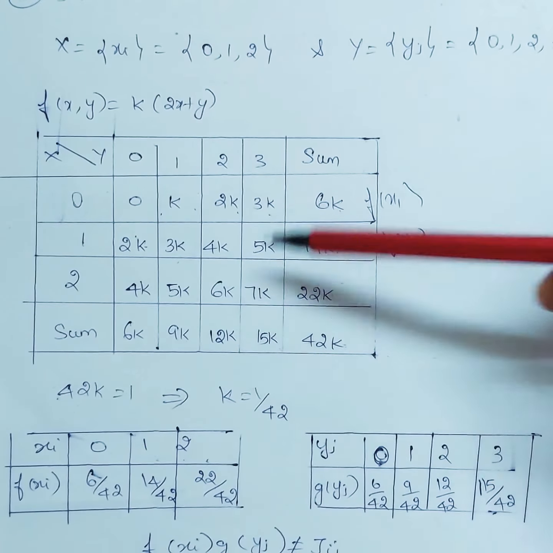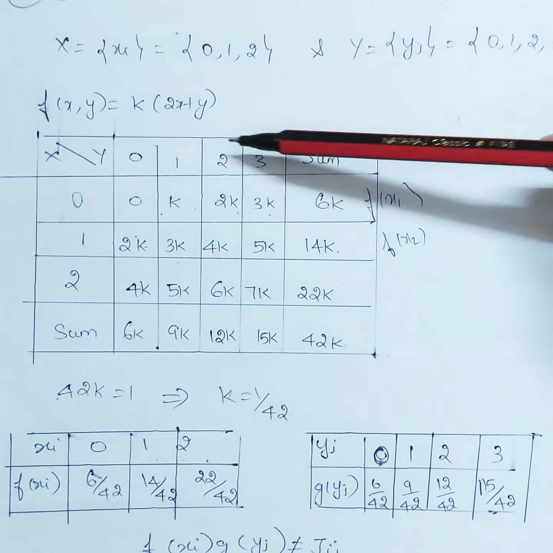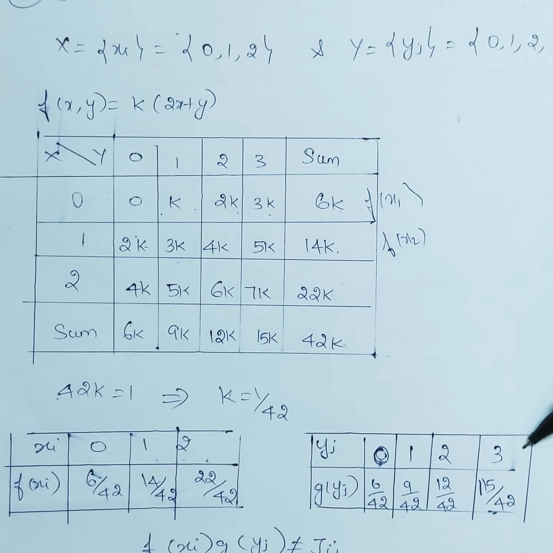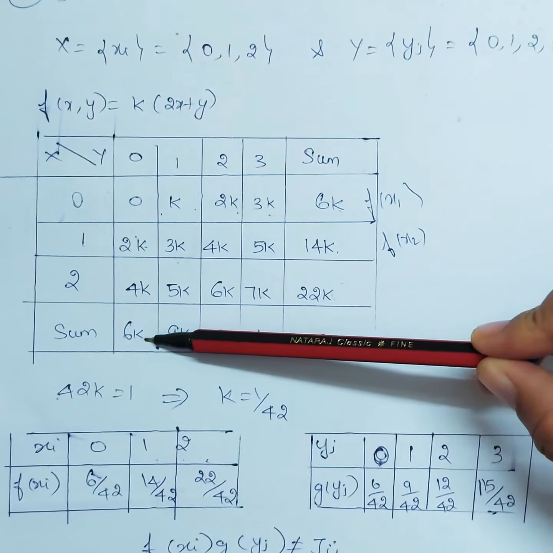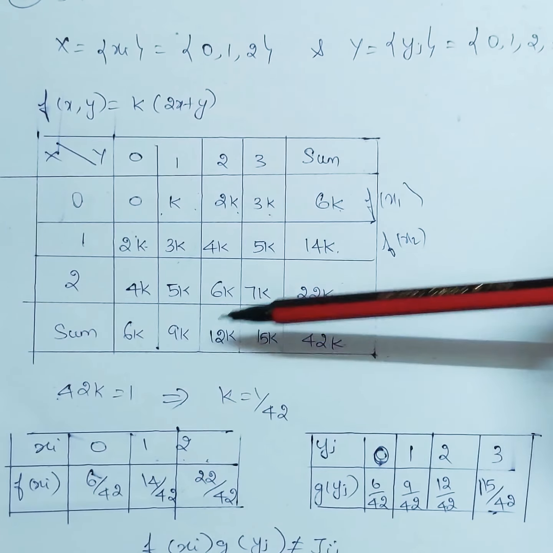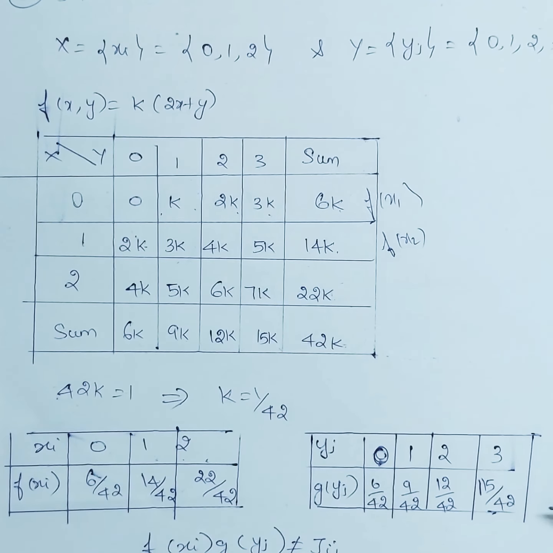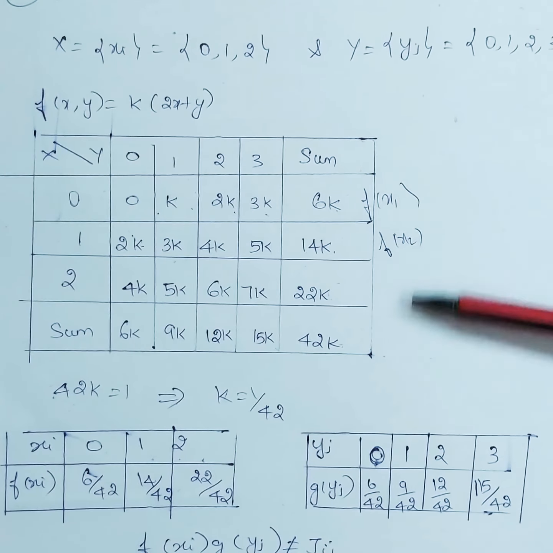So y is all the column wise answers, right? y takes 0, 1, 2, 3. We have written those values here. What is the first value? 6k, that is 6 by 42. Second value 9 by 42. Third value 12 by 42. Fourth value 15 by 42. So I have written this here. Okay. So we got the joint probability and the probabilities of x and y.